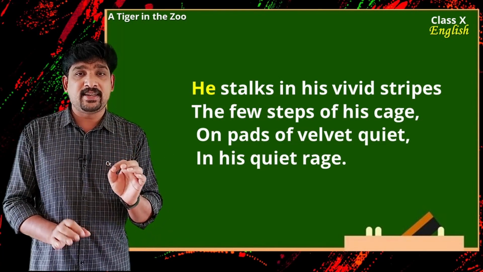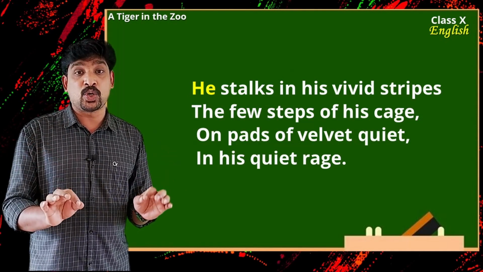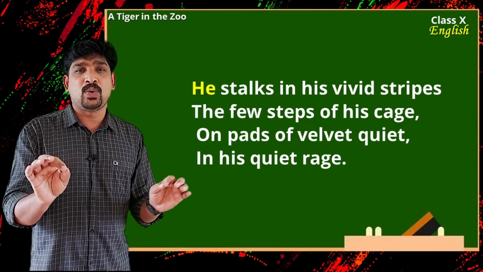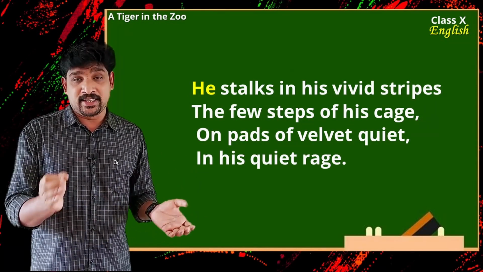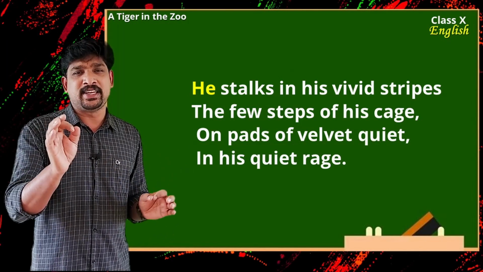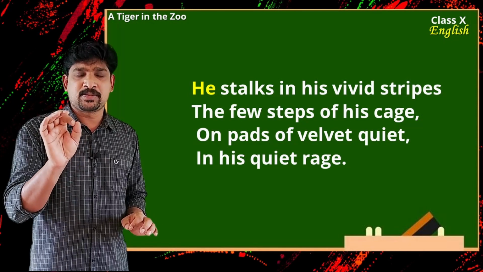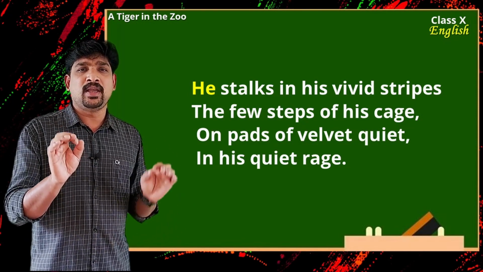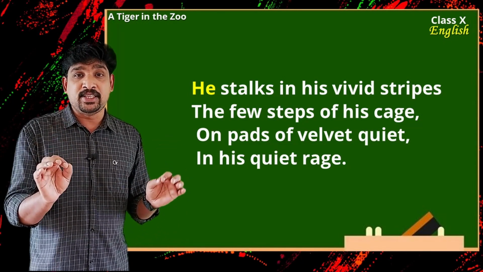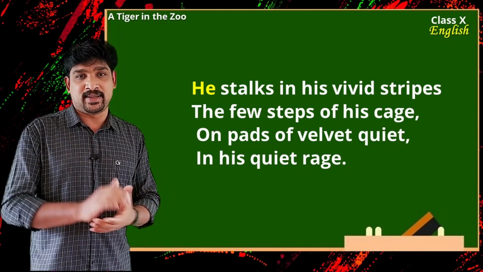The poet says that the tiger that is confined in the zoo stalks in the cage, or moves around slowly in the cage, under his bright colored skin. The tiger is in the cage and it is not in its natural environment. Very quietly, he is taking small steps in his cage. The poet says the tiger can take only a few steps because the cage is too small and it is not easy to move around in the cage.